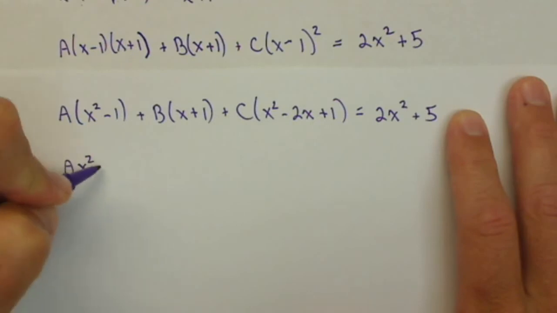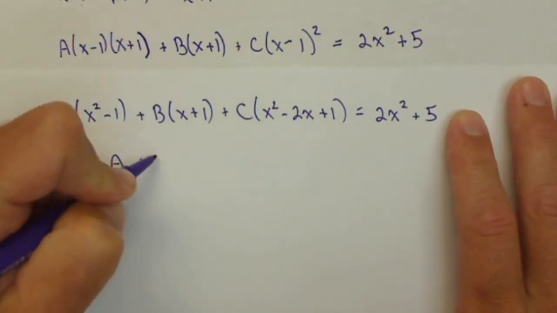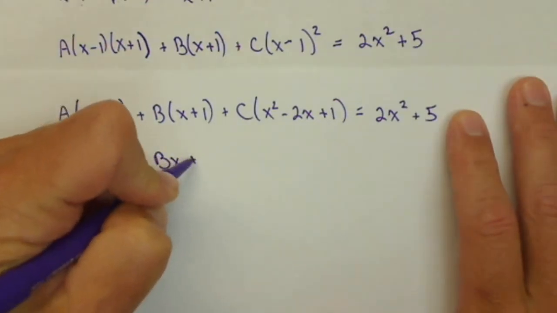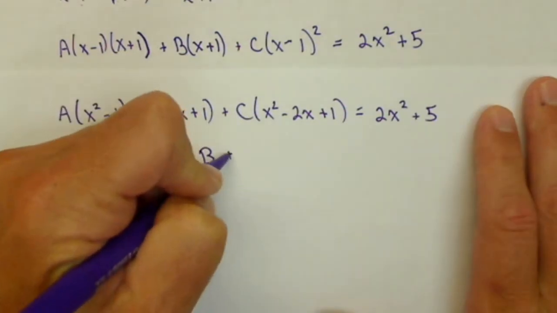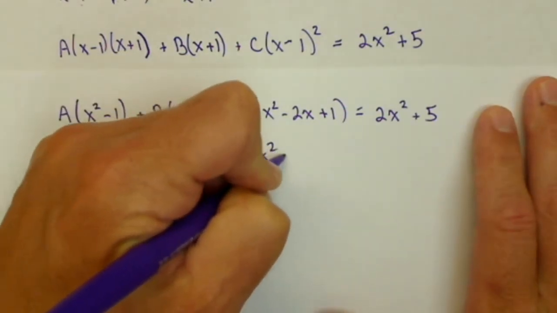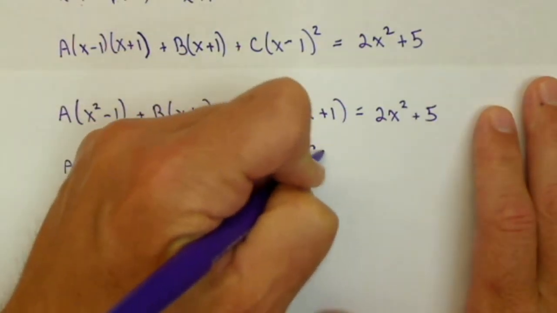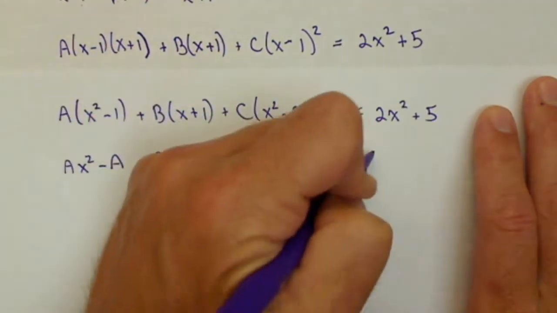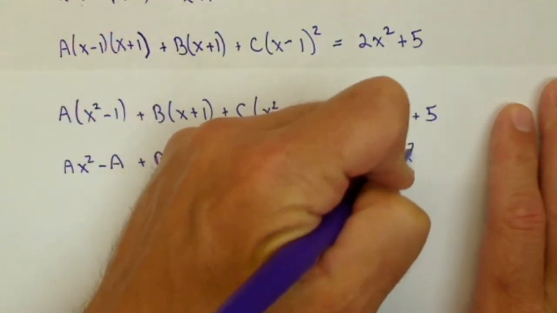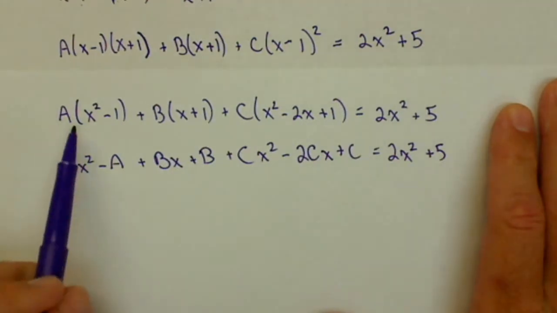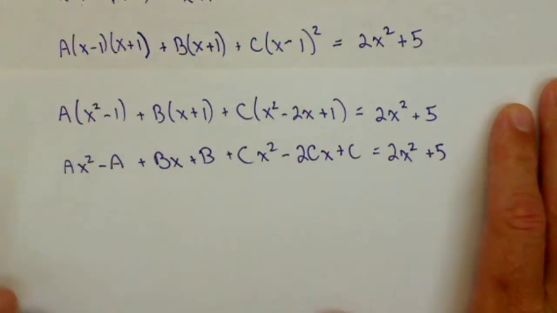So ax squared minus a plus bx plus b plus cx squared minus 2cx plus c equals 2x squared plus 5. So all I did was distribute the a, b's, and c's over the parentheses.